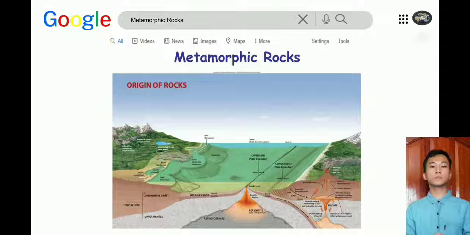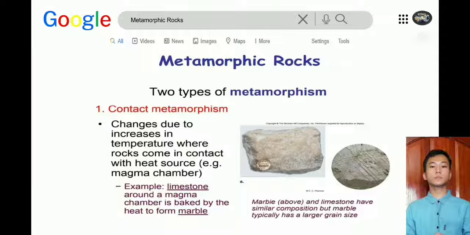Metamorphic rocks. So this is the illustration of the origin of rocks. Metamorphic rocks, two types of metamorphism. The first one is contact metamorphism. Changes due to increase in temperature where rocks come in contact with a heat source, for example, a magma chamber. Example: limestone around a magma chamber is baked by heat to form marble. Marble and limestone have similar composition, but marble typically has a larger grain size.